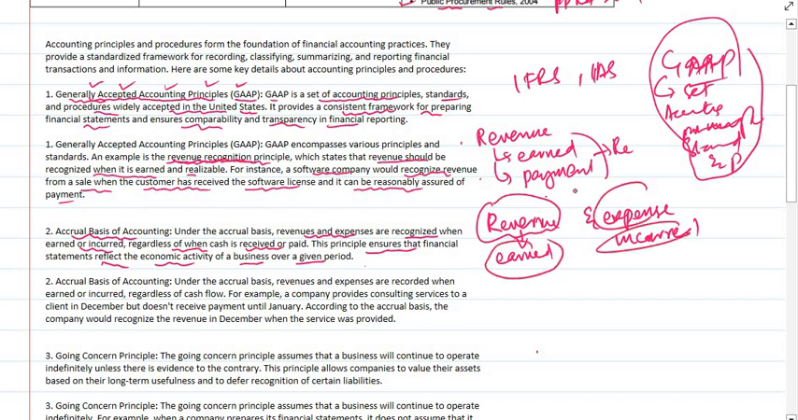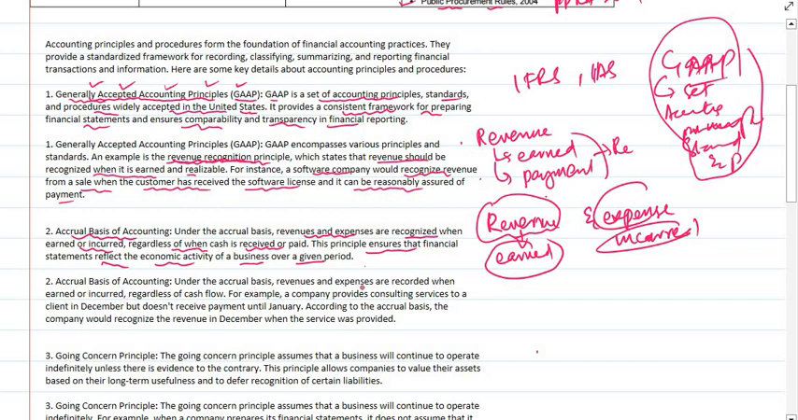Clear? It means that accrual basis of accounting is a method of accounting that records revenue and expenses when they are earned and incurred, regardless of when the cash is received or paid. This method provides a more accurate picture of the company's financial performance than the cash basis of accounting. Let's have a look at the example.